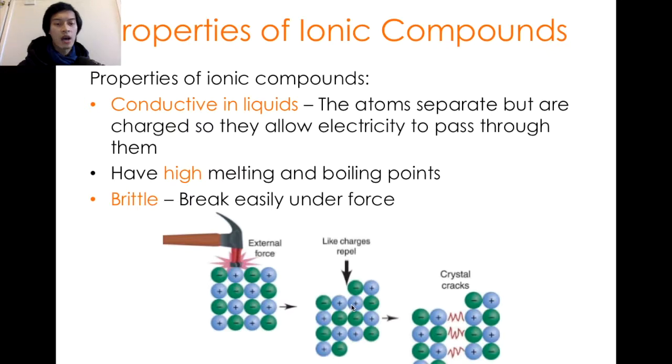So if I take a hammer and I add just a bit of force and I misalign that lattice just a little bit, and I get a plus next to another plus, they're going to repel each other. Because they repel each other, you're going to get a shattering of the ionic compound. Whether it is salt or glass, it will shatter because of the repelling of the plus and the minus from one another, and you get a crack in the crystal as a result. Okay, and so those are some of the properties of ionic compounds.